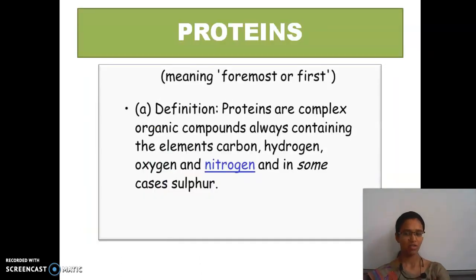Next is protein. First we saw carbohydrates, their definition, sources, and uses. Protein means foremost, that is, first. Proteins are complex, meaning large combined compounds. They are organic compounds always containing carbon, hydrogen, oxygen, and nitrogen, and in some cases sulfur. Carbohydrate has carbon, hydrogen, and oxygen, but protein has carbon, hydrogen, oxygen, plus nitrogen.